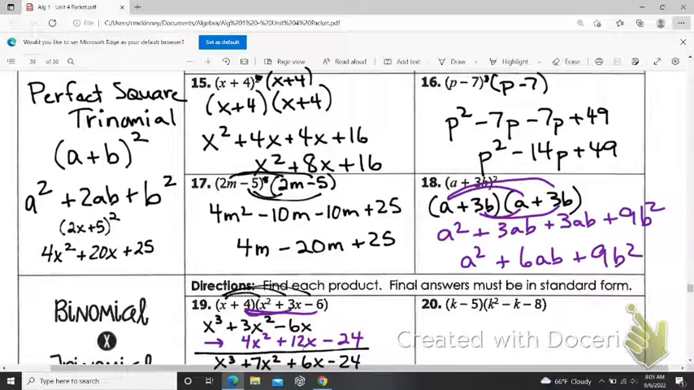Alright, so try number 20. I'll work it out and put my answer down. So pause me, and then come back to check. You didn't pause me. Okay, you did? Alright. I hope you tried it on your own.